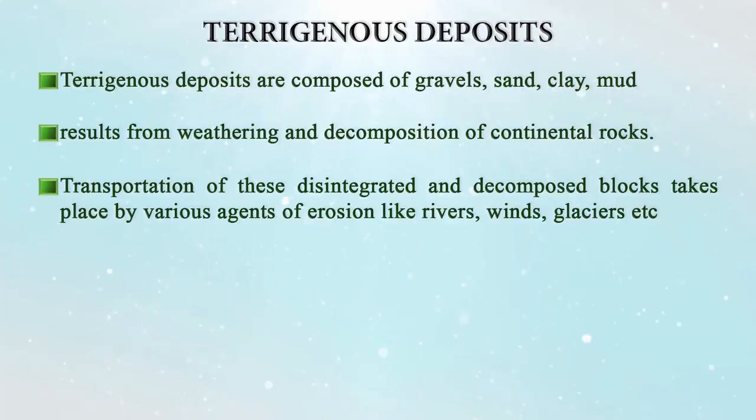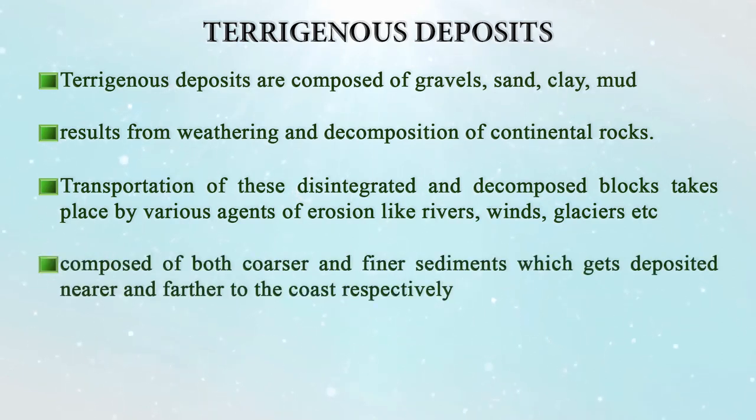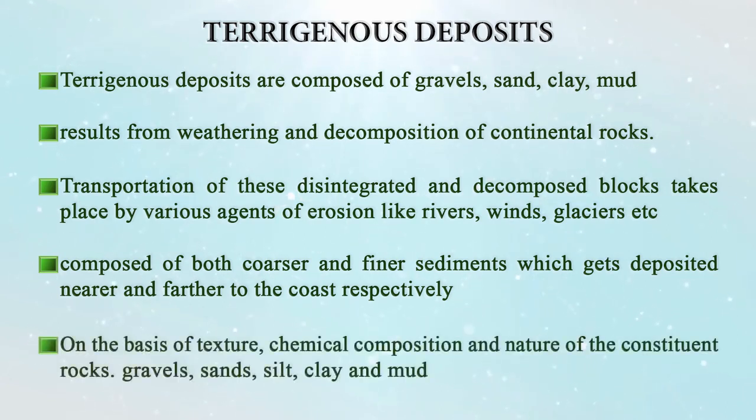All these erosional agents bring sediments from different sources and finally deposit them in the oceans. These terrigenous deposits, as I have already explained, consist of both coarser and finer sediments which get deposited nearer and farther from the coast respectively. As I have told you, the coarser ones get deposited near the coast and the finer ones are deposited farther from the coast. On the basis of texture, chemical composition, and nature of constituent rocks, these terrigenous deposits are divided again into gravel, sand, silt, clay and mud. Let us study these in detail.